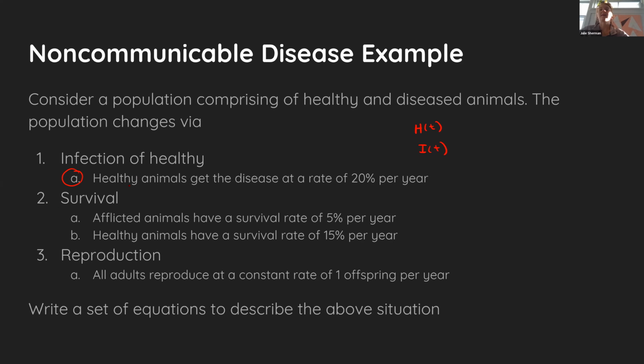So by saying that healthy animals get the disease at a rate of 20% a year, that's saying that the number of healthy is going to be, based on this, only 0.8 times the number at the previous time step, because the other 20% go into the infected category.